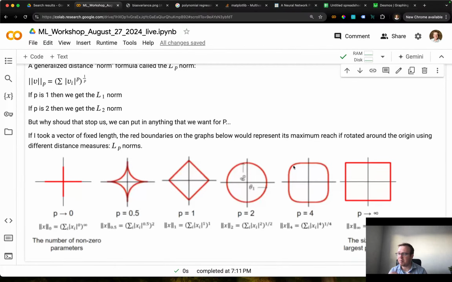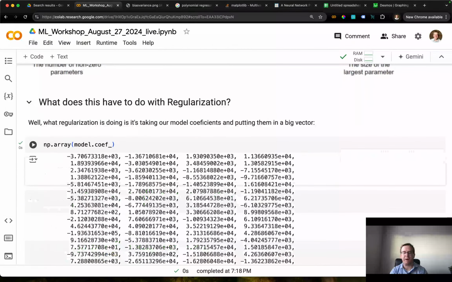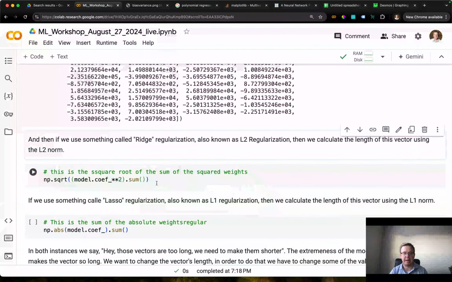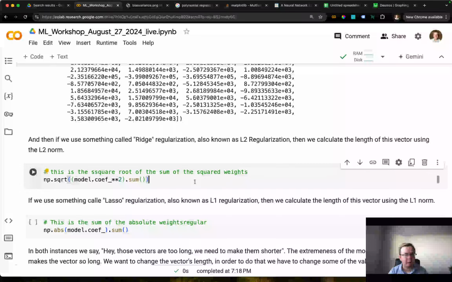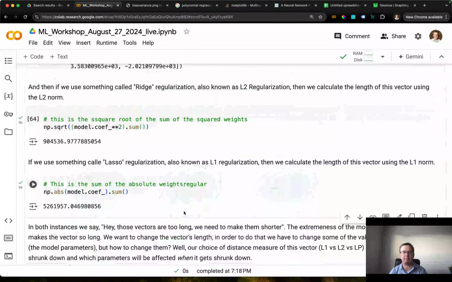Okay? So what does this boundary represent? Well, if I take all of my model's coefficients, all my linear regression coefficients, right now back to linear regression, and I put them in a big old vector, in a big Python list, NumPy array, whatever you want to call it, but a linear algebra vector, that vector has a length that can be calculated using the L1, the L2, the L whatever norm. Okay? So here's my array of coefficients in a vector. There's 302 of them. This is the L2 norm of my current vector of coefficients, and this is the L1 norm.